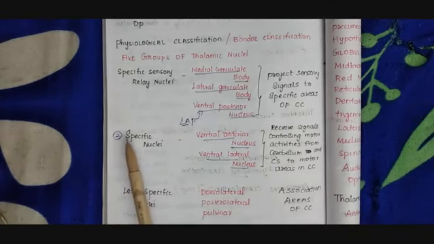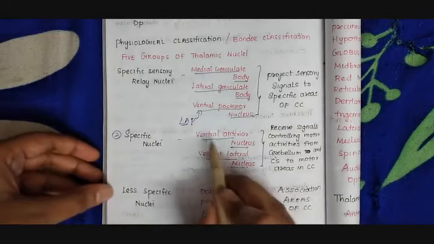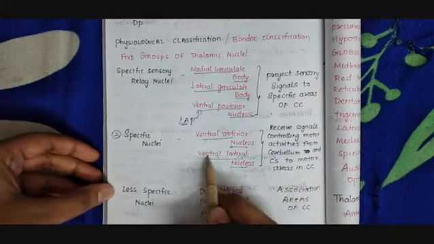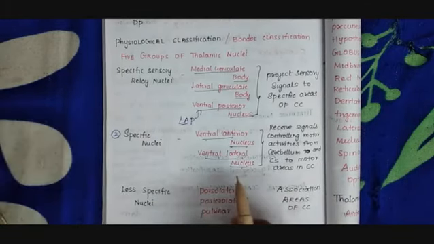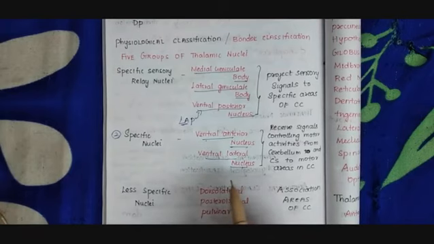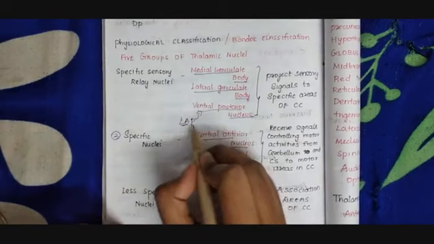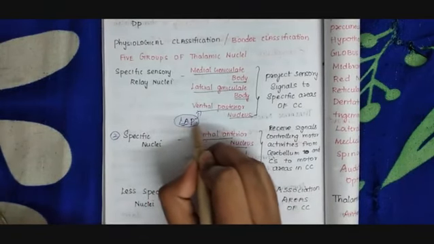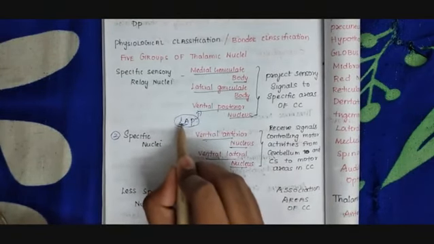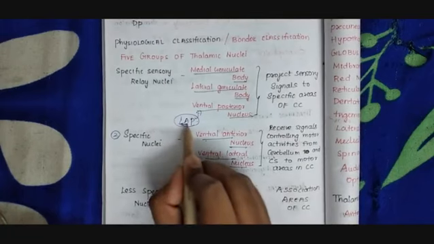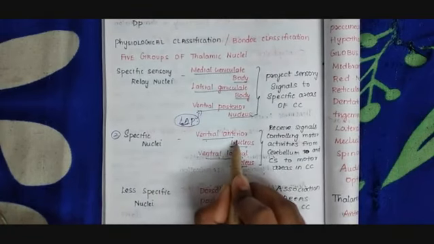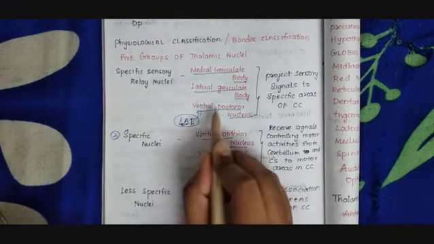Second is the specific nucleus. Under this, we have ventral anterior nucleus and ventral lateral nucleus. We discussed previously, right? The lateral mass is in turn divided into dorsal and ventral, and under ventral we remember the mnemonic LAP. L stands for ventral lateral nucleus, A stands for ventral anterior nucleus, P stands for ventral posterior nucleus.